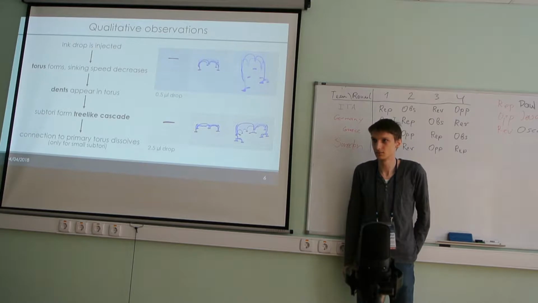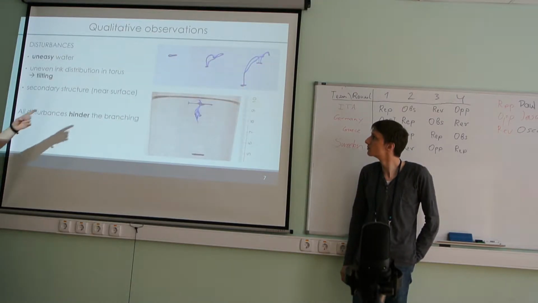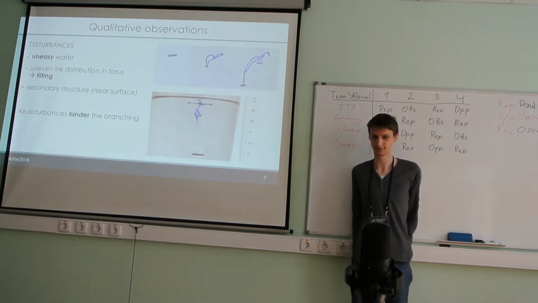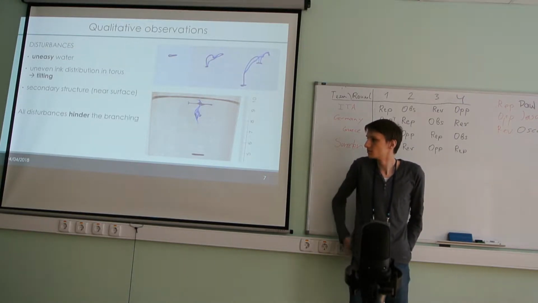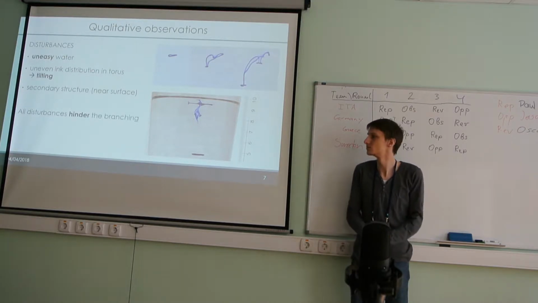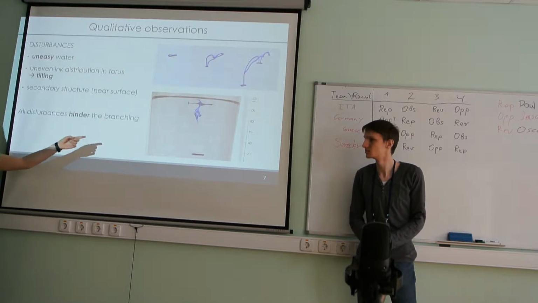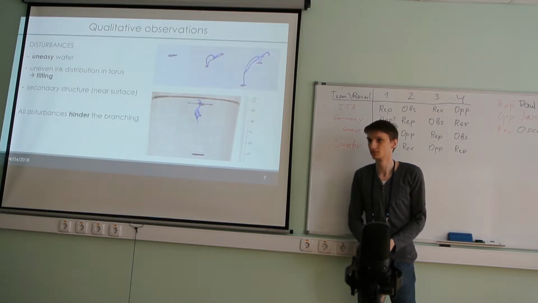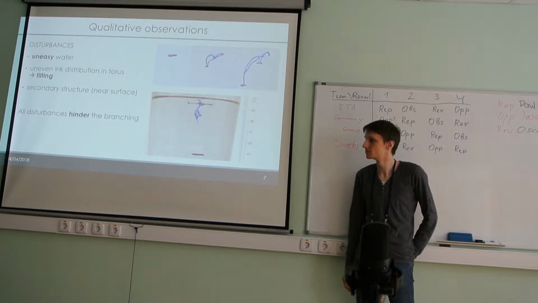For bigger tori, actually the opposite thing happens. It happens that ink flows down into them. And you can see a nasty example of this here, because this can lead to ink flowing down in just one of the tori, and then this can tilt the whole structure. This is one of the possible disturbances we observed. Other disturbances are uneasy water, which can cause the structure to just drift around or to rotate. And also it can happen that when we insert a drop of ink there's a secondary structure which remains at the surface. And we observed that all those effects actually hinder the formation of branching.